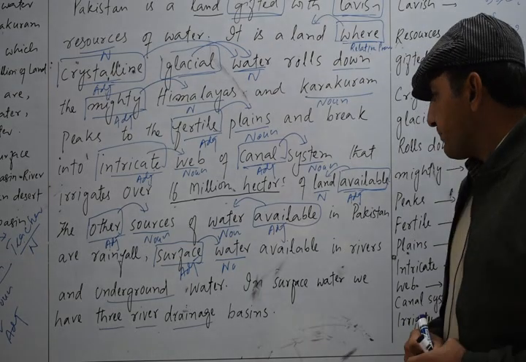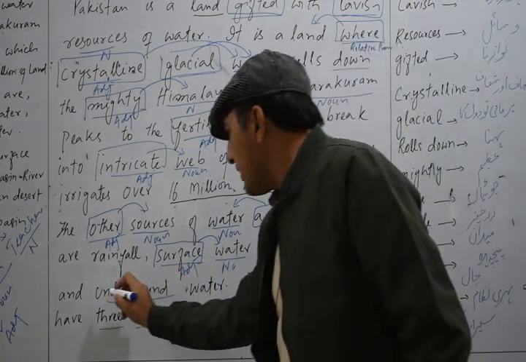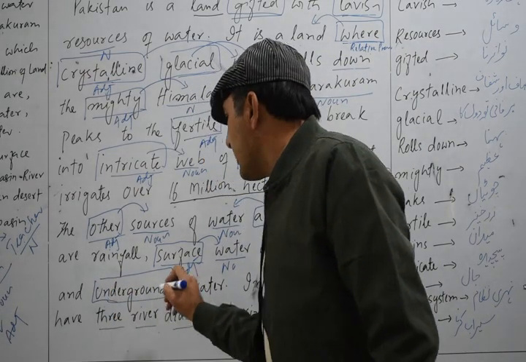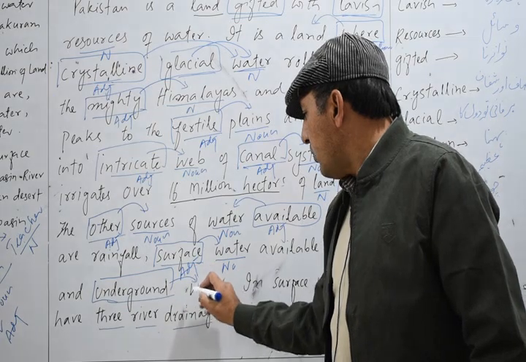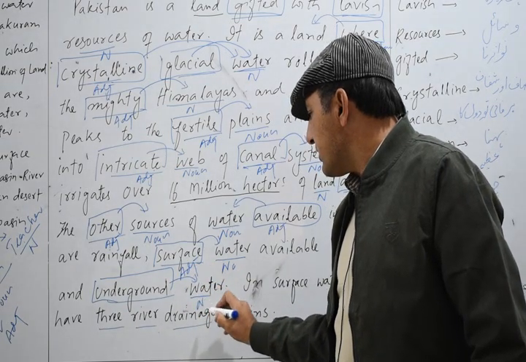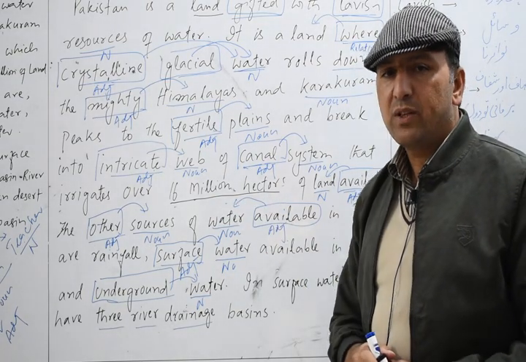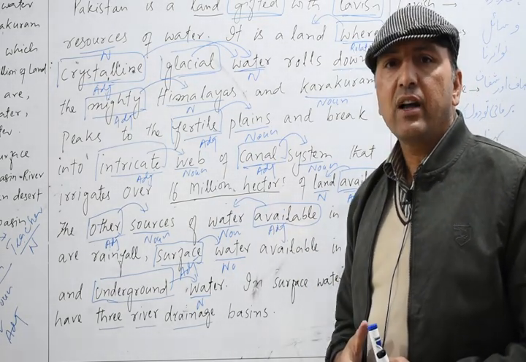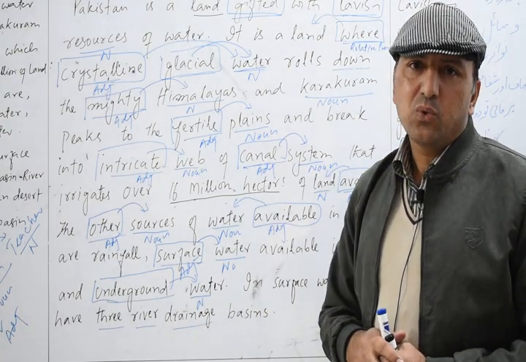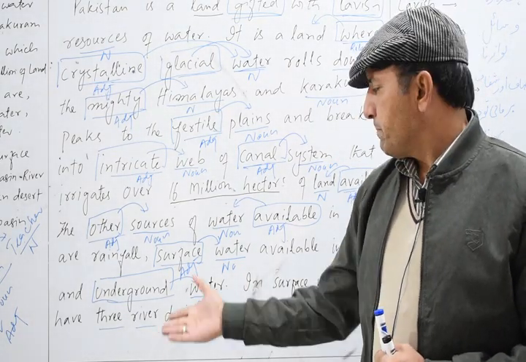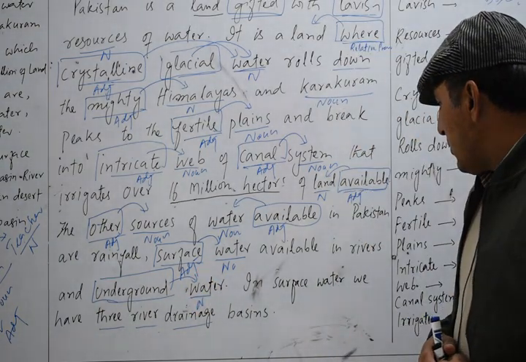Now you see we have another word, underground. Underground refers to the word water, and water is a noun. So just like the previous words that we have discussed, it also modifies a noun. So underground, as usual, is also an adjective. Okay, then let's go ahead.